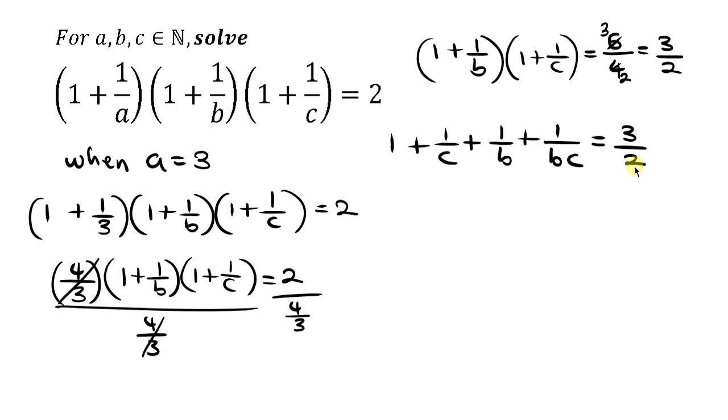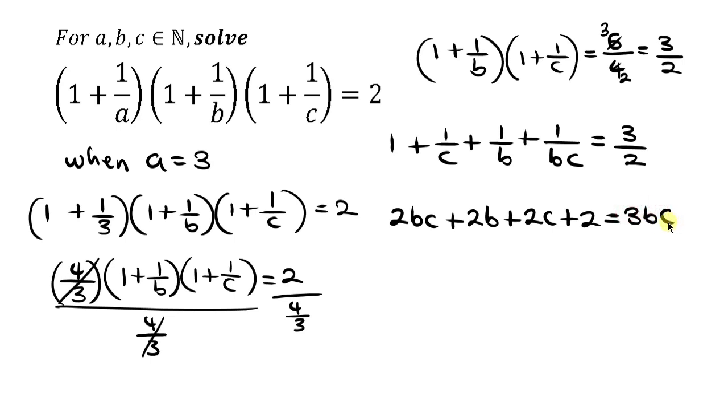Our next step will be for us to clear the fractions, and we do that by multiplying through by the LCM. And the LCM of C, B, BC, and 2 is 2BC. So let's multiply through by 2BC. So 2BC times 1 is 2BC, plus 2BC times 1 over C is 2B, plus 2BC times 1 over B is 2C, plus 2BC times 1 over BC is 2, equal to 2BC times 3 over 2, which is 3BC.